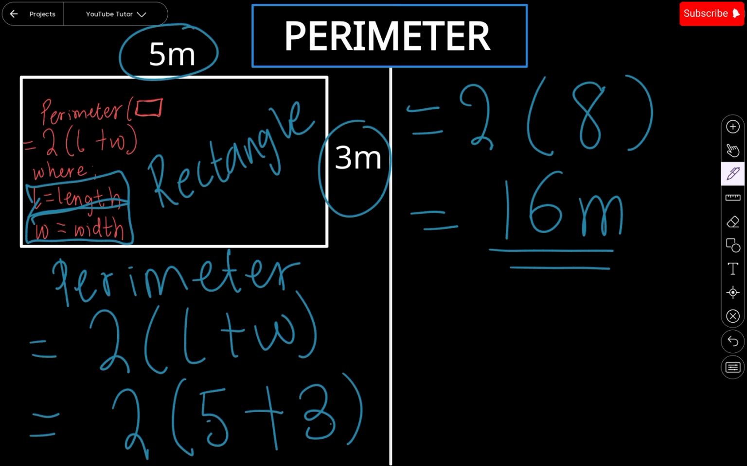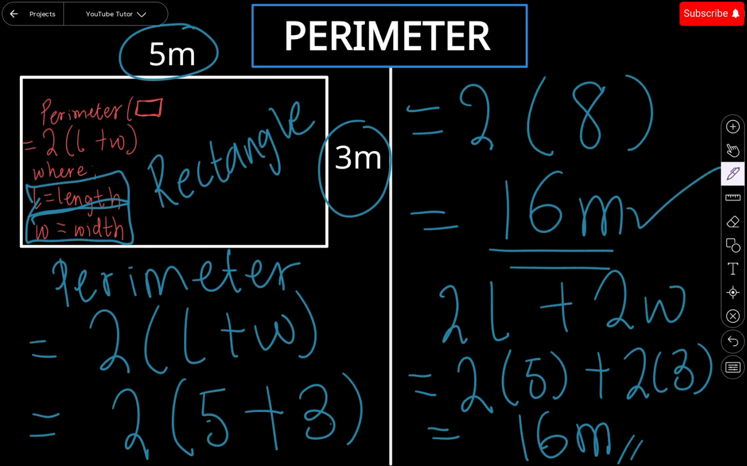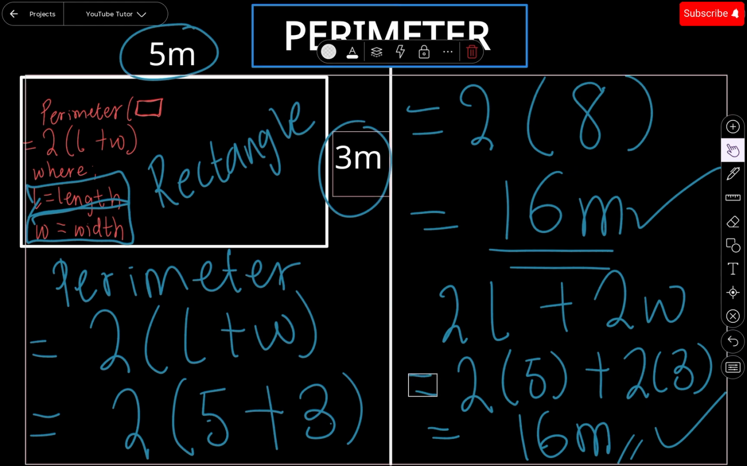Either way, you can also solve this one as 2L plus 2W as a form of expansion. So you put the L here, which is 5, plus 2, and you put the width here, which is 3. Now you get 10 plus 6. 2 times 3 is 6. So 10 plus 6 gives us 16 meters. So you can see that it's basically the same as this. And those are ways to solve perimeter questions.